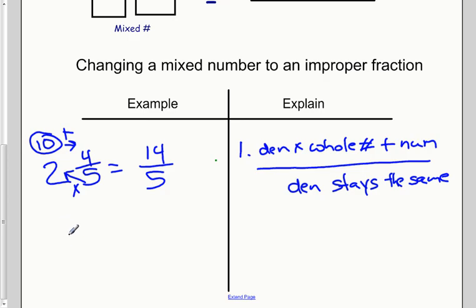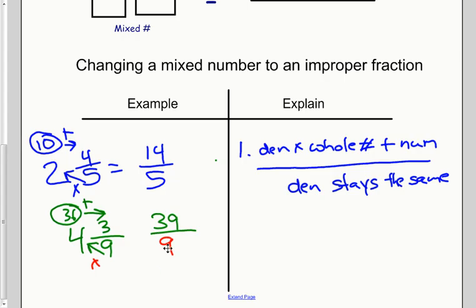All right, how about 4 and 3/9? All right, so we have 4 whole pies. Each one's cut into 9 pieces. So we're going to do 9 times 4 is 36. Then we're going to do 36 plus our 3 leftovers, so we have 39 pieces of pie. And then, of course, the denominator stays the same.